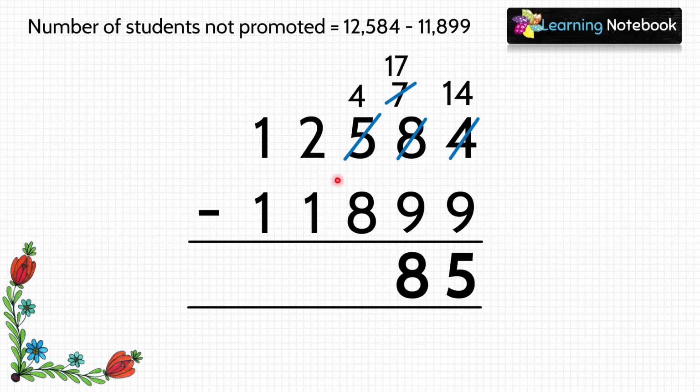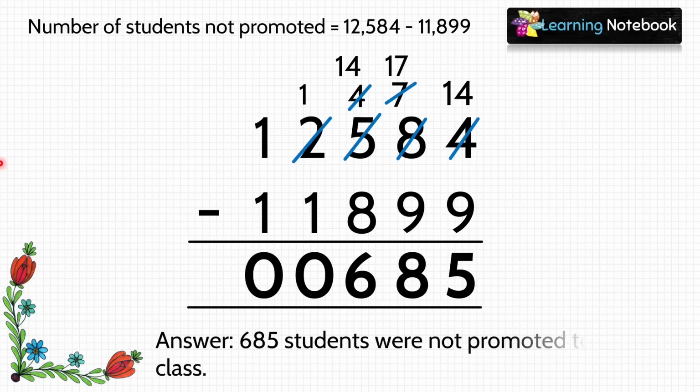Next, 4 is weaker than 8. So 4 borrows from 2. So 2 becomes 1 and 4 becomes 14. 14 minus 8 equals to 6. Next, 1 minus 1 equals to 0. And then 1 minus 1 is again 0. So answer is 685. Don't forget to write the statement. 685 students were not promoted to the next class.